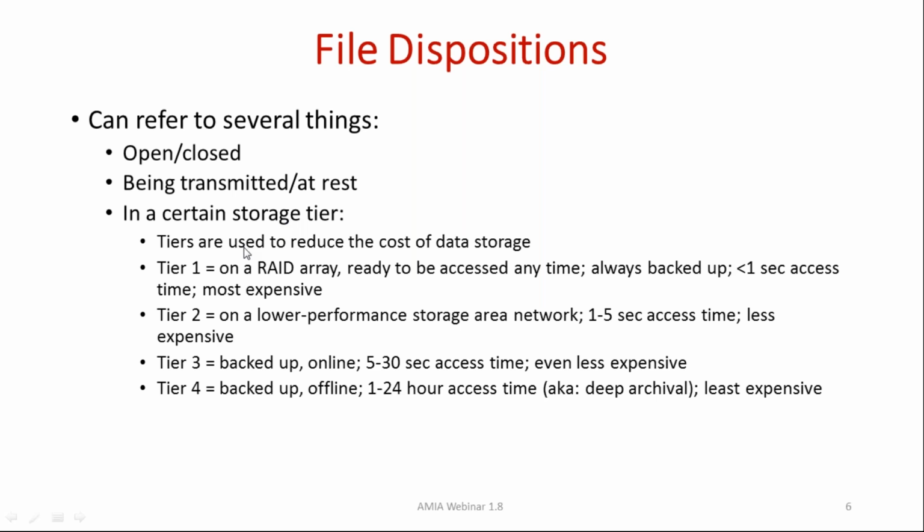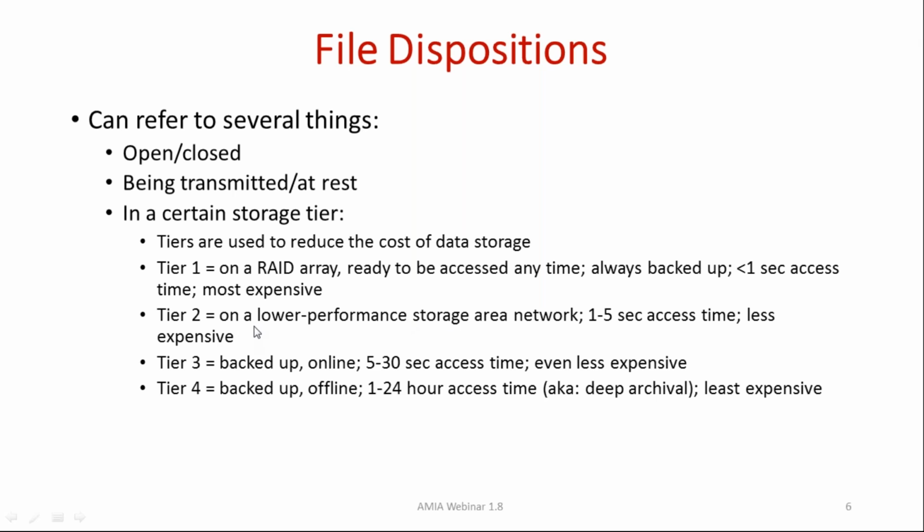And storage comes in 4 tiers. I've seen sometimes referred to as just 3, but I've also seen 4, so I'm going to use the 4 tiers here. Tier 1 is the backbone of the internet. That's what stores the cloud. That is on a RAID array. We'll talk about RAID later on. That is a redundant array of inexpensive disks or drives. And that's tier 1. That's ready to be accessed anytime, and it's always backed up. And the access time is usually much less than a second, but it's the most expensive.